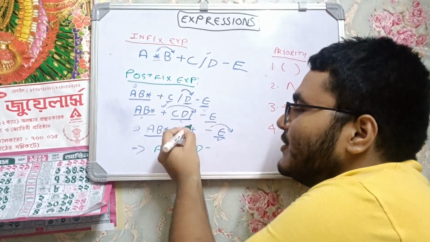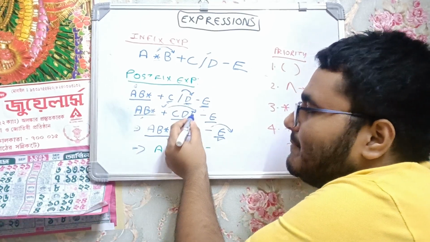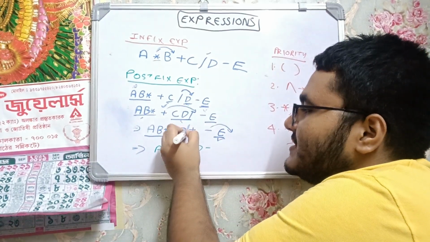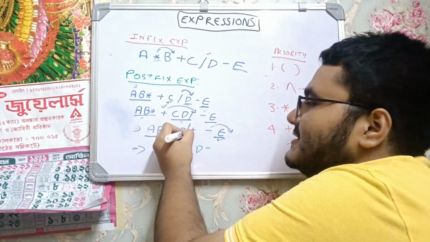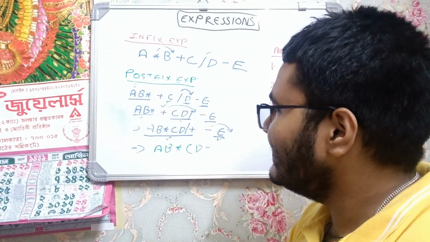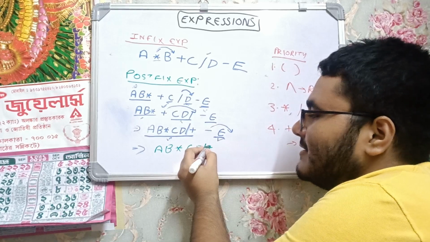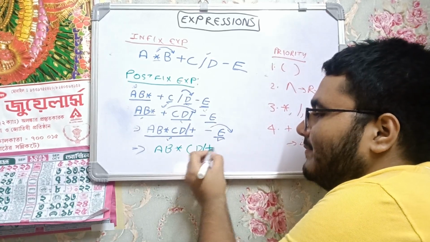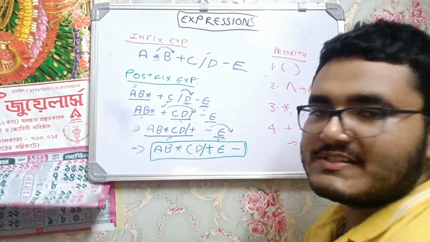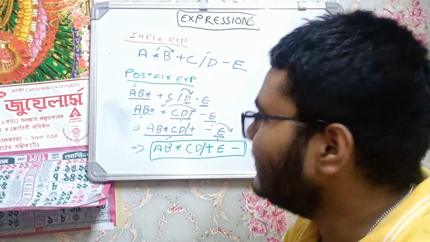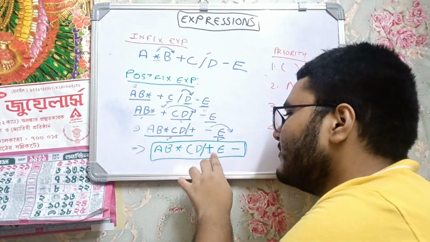CD plus, sorry, I had already written the by in the earlier step, right? This was the division sign. So in that way it is AB into CD by plus E minus. So this is the equivalent postfix form of this infix expression. Yes or no? Fine.